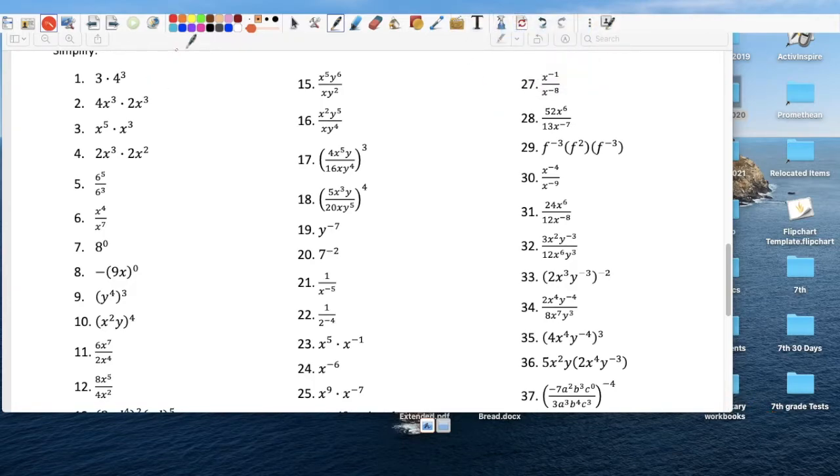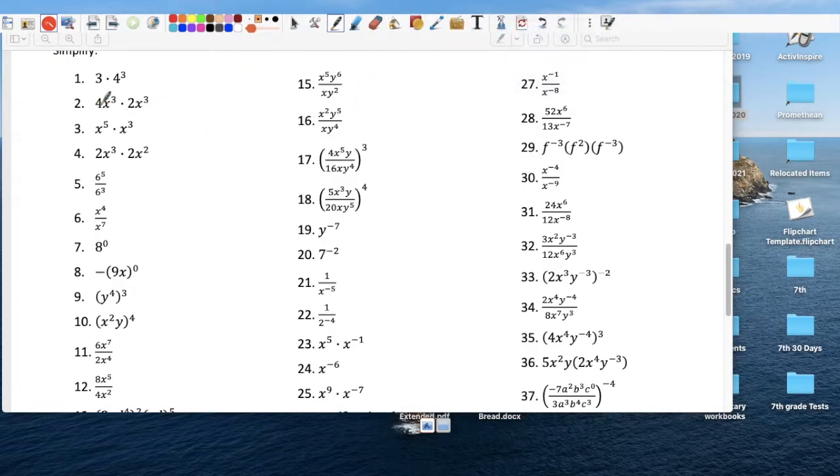All right, so one is simplify. So the bases are different, so there's not much I can do here except for change 4 to the third power to 64. And then multiply those two, and I get 12,192. That would be my final answer.